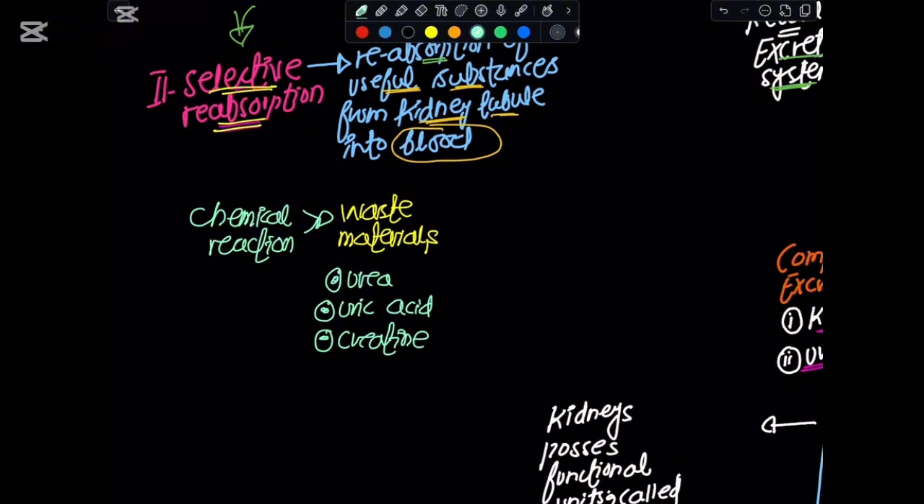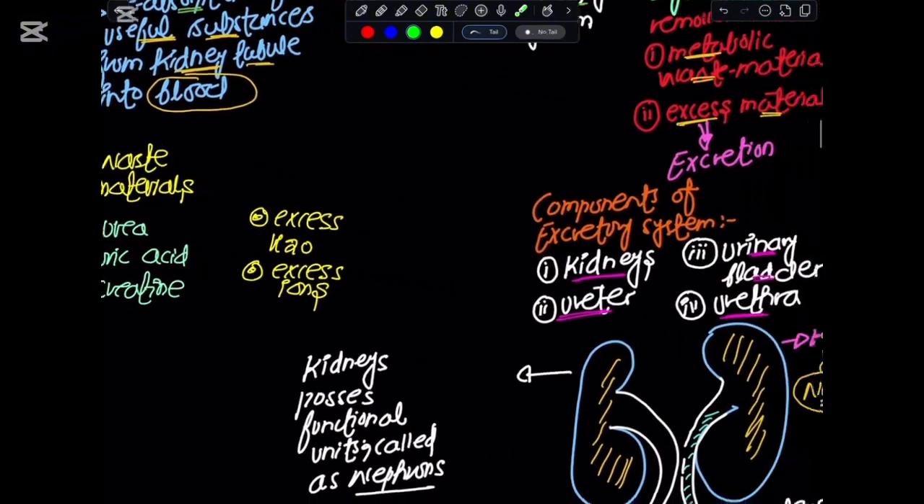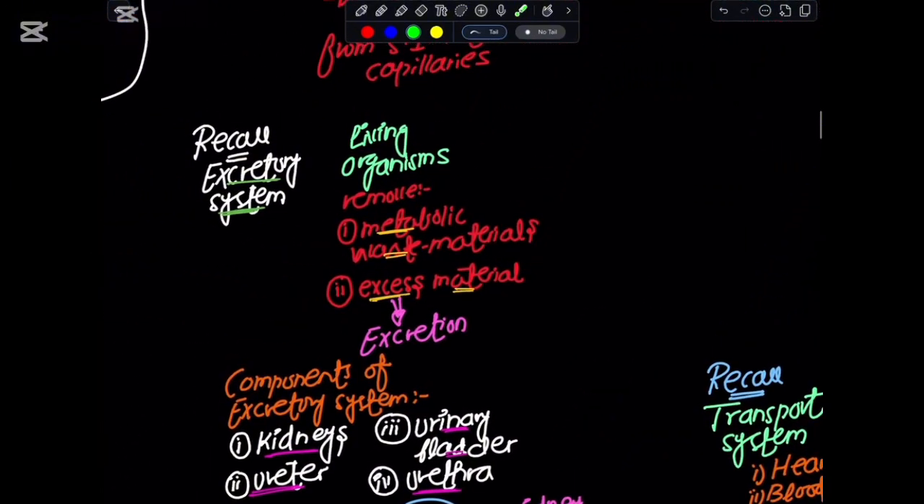Likewise, from our diet, we would be drinking a lot of excess water. And when we drink that excess water, there would be some ions, and these would be the excess ions with us. Now, my idea is that out of my blood, I have to take these waste materials. But when these waste materials have to be taken out of the blood, we have to rely on a system, and that is the excretory system.